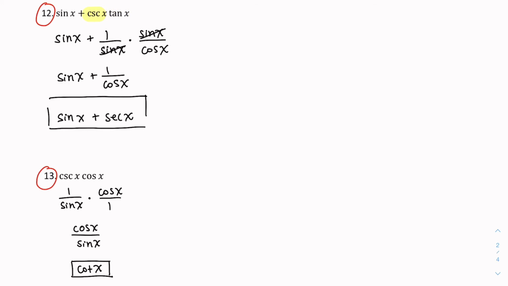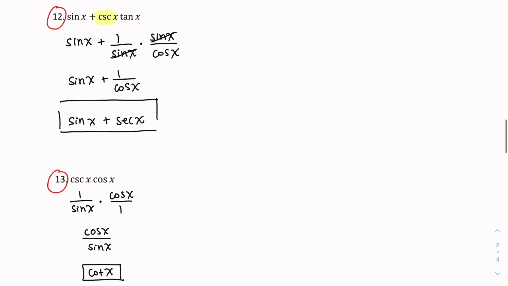Number 13, we rewrote just the first expression as 1 over sine. Then, noticing that nothing canceled, we just multiplied straight across, got cosine on top, sine on the bottom, which turned out to be one of our formulas, and I think that was formula number 4. Cotangent is cosine over sine.